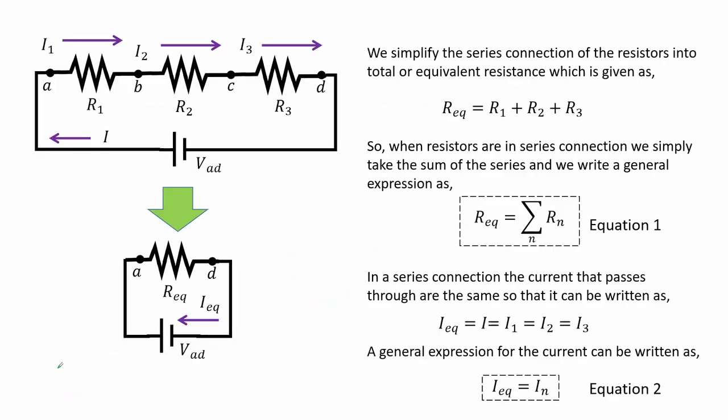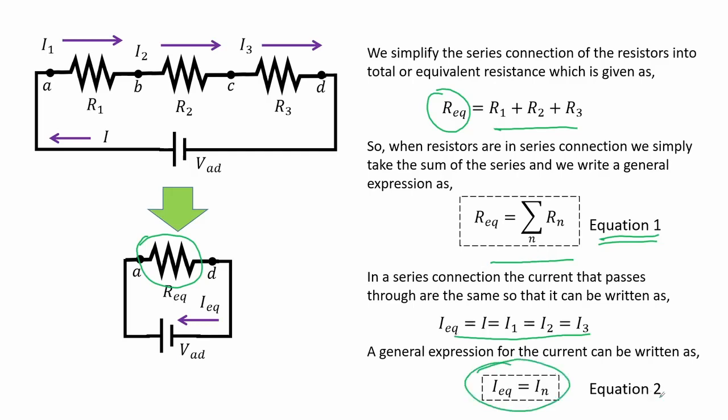Here we simplify the series connection of the resistors into total or equivalent resistance, which is given here. So when resistors are in series connection, we simply take the sum of the resistors and we write a general expression as equation 1. In a series connection, the current that passes through is the same, so that it can be written as shown here. A general expression for the current can be written as equation 2.